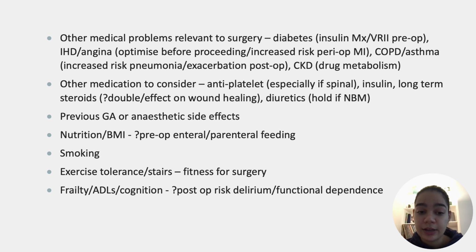We also want to ask the patient if they've had any previous GA or if they've had any anaesthetic side effects. With regards to their nutrition, we want to think about how we're going to feed this patient. Are they going to have any enteral feeding? What is their BMI? Do we need to get the nutritionists involved to come up with a good nutrition plan for this patient? Does the patient smoke? What is their exercise tolerance? What is their frailty score, their activities of daily living, their cognition?